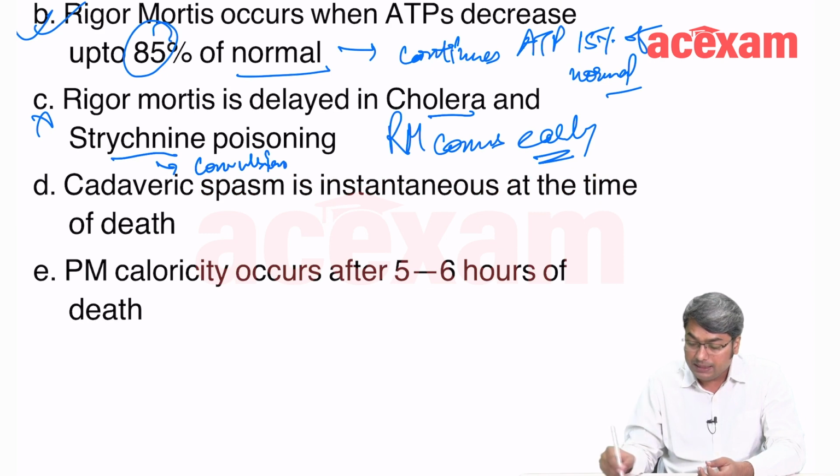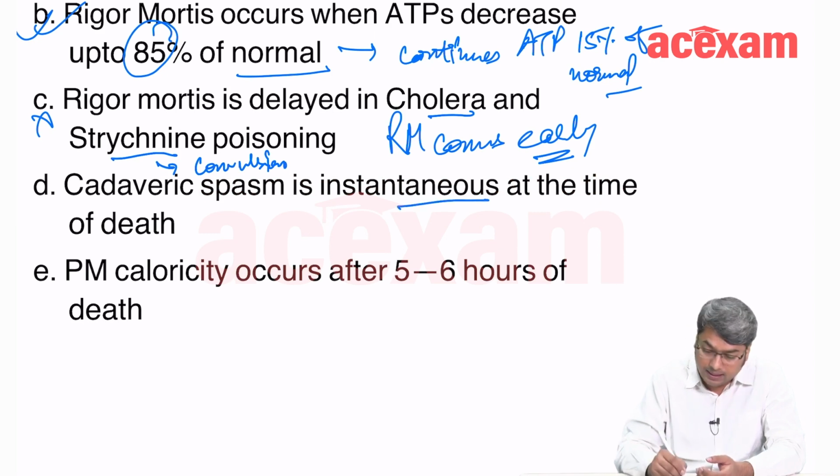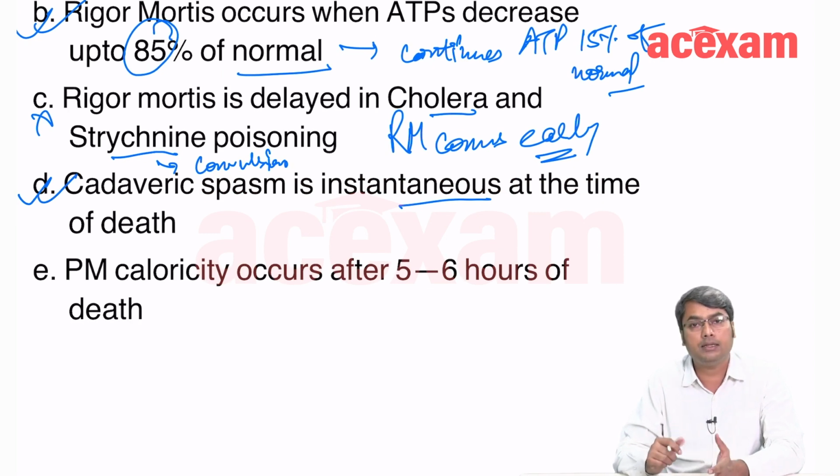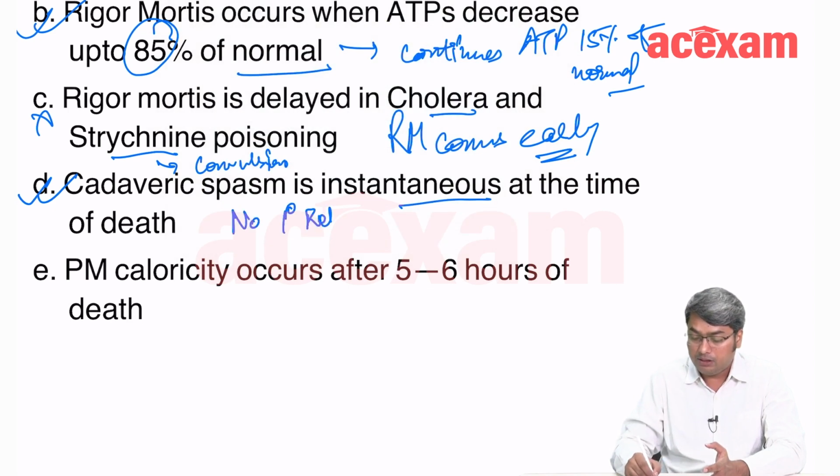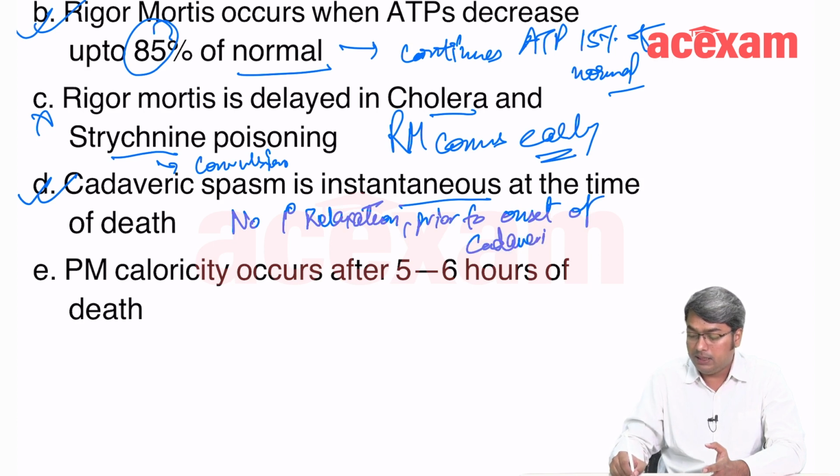Next, cadaveric spasm is instantaneous at the time of death. Yes, cadaveric spasm appears immediately after death. There is no primary relaxation prior to onset of cadaveric spasm. It starts off immediately after death, unlike rigor mortis.